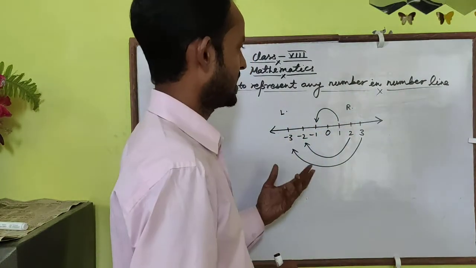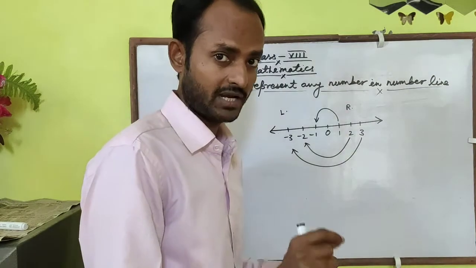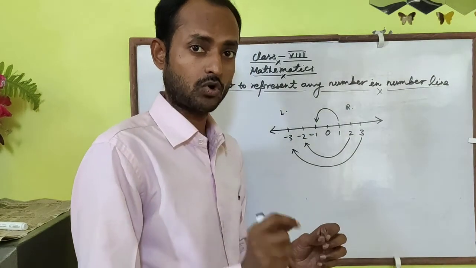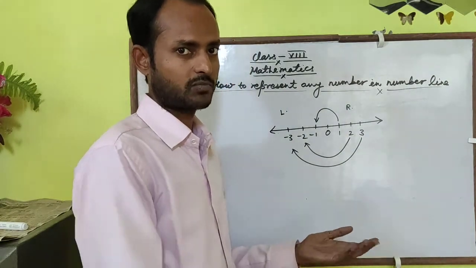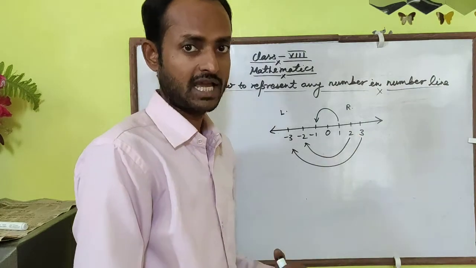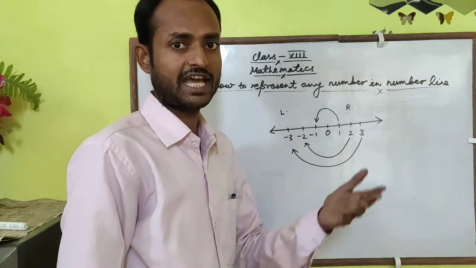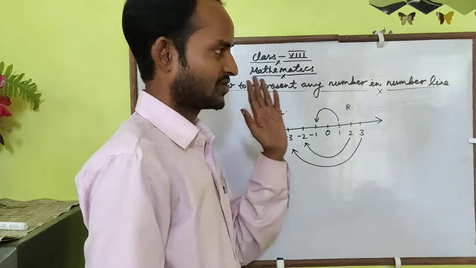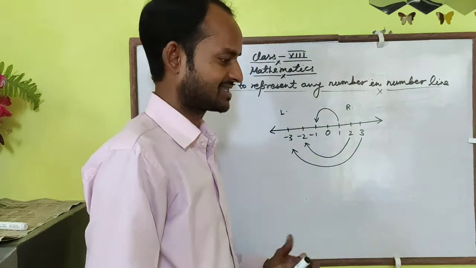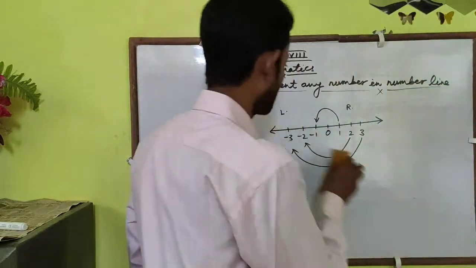After that we have to represent numbers. If we represent any whole number, there is no problem representing it on the number line. If we have to take a rational number, then you have to try some things. Let us start.